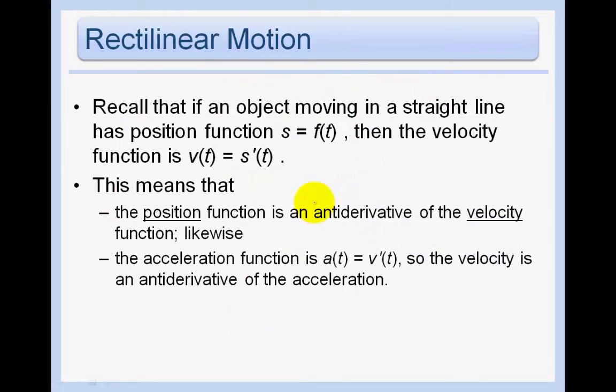So now we're just going to do a quick application to rectilinear motion. Remember, if we have an object moving in a straight line that has a position function s, then the velocity is just given by the derivative of the position function, meaning that we can now go backwards and get the position function from the velocity function. We can get the acceleration from the velocity function.